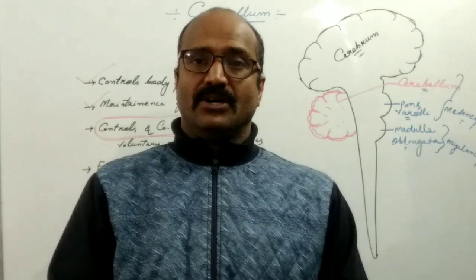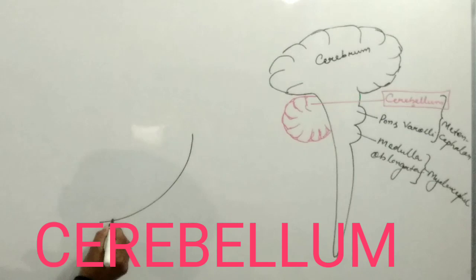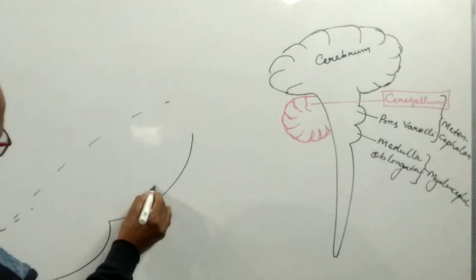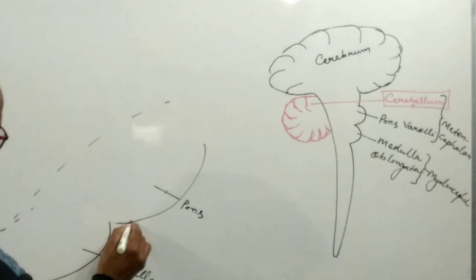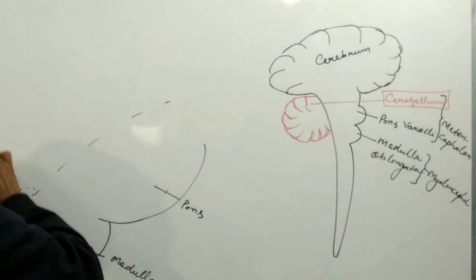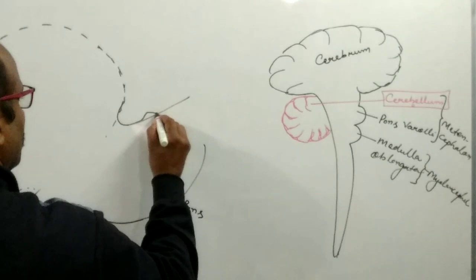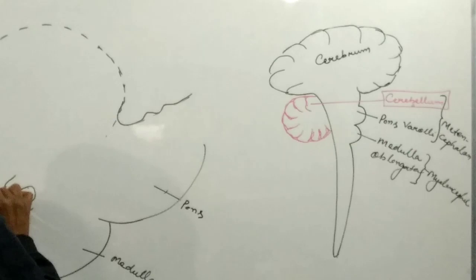Now come to the structure of the cerebellum. Let's draw the structure of the cerebellum. Suppose that this is the pons and this is the medulla oblongata. As you know, the cerebellum is present dorsal to the pons and medulla. Suppose that this is the cerebellum, the surface of which is folded into a number of parallel ridges.